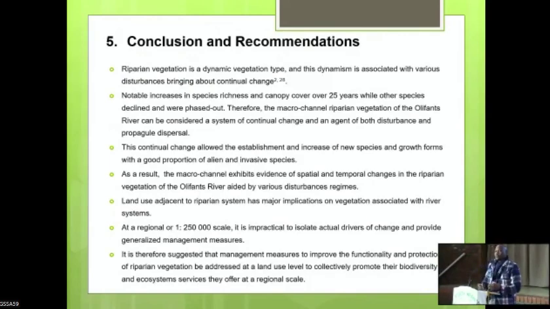River. So different land use management approaches are needed at the local scale to ensure that the diversity and richness of the species are maintained, and then also to reduce the bringing in and control of invasive species.